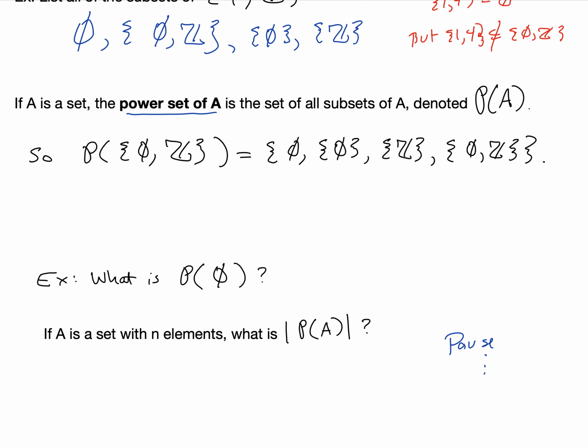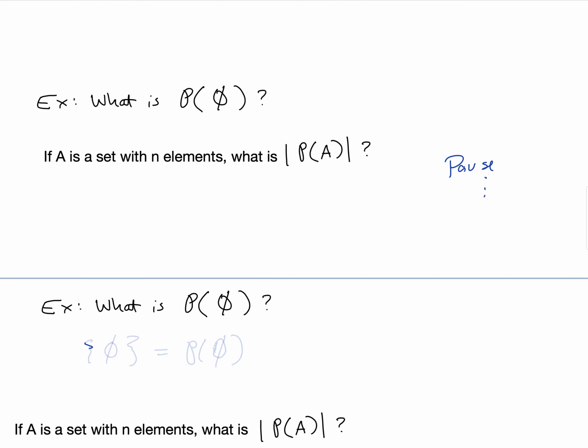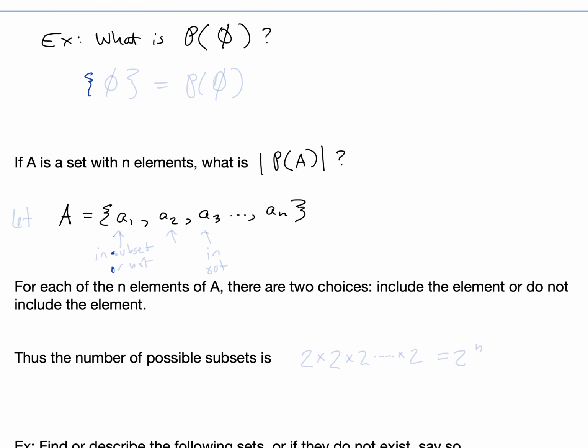So what is the power set of the empty set? The power set itself is a set. It's going to have braces around it. The empty set is a subset of every set, so it's a subset of the empty set. And any set is a subset of itself. Again, that would just give us that the empty set is a subset of itself. Are there any other subsets of the empty set? No, only itself. So that is the power set of the empty set.